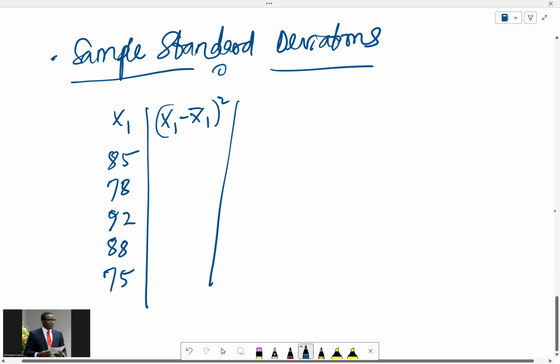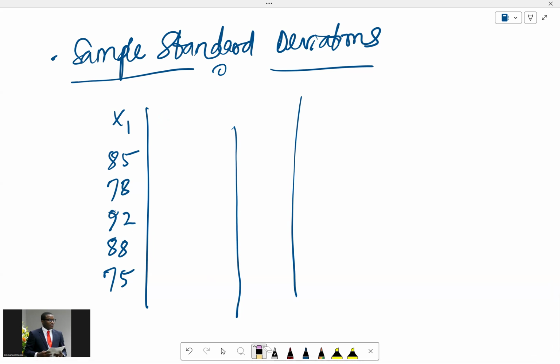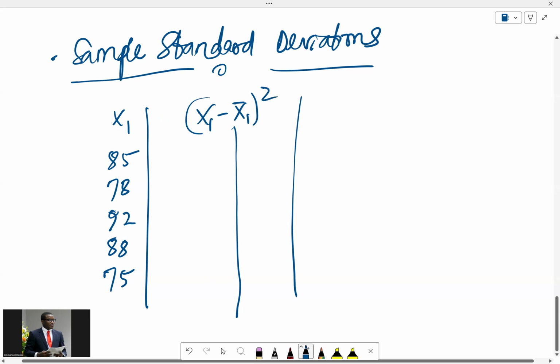Let's just square that. So this is x1 minus x1 bar all squared. I'll do the subtraction here and the result will come here. We can do the same for x2.